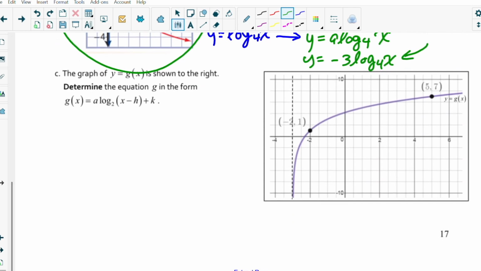All right, last one, folks. The graph of y equals g of x is shown to the right. Determine the equation g in the form g of x equals a log base 2 of x minus h plus k. Ooh, okay. We're going from, so we need to reverse all the transformations. So whatever the starting function was, I'm going to assume, so let's compare to the base function. So base function.